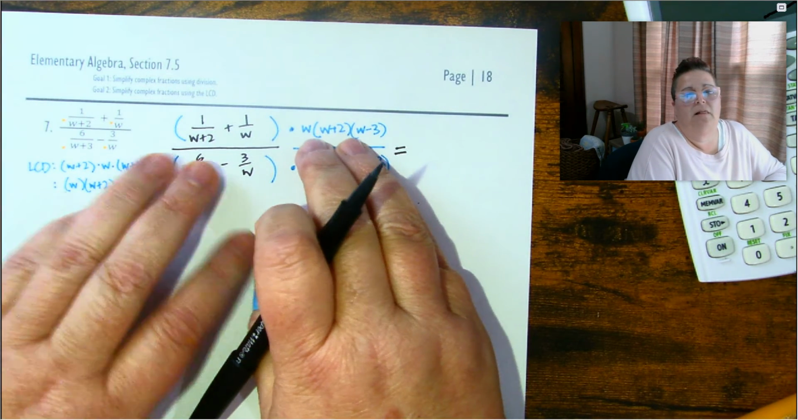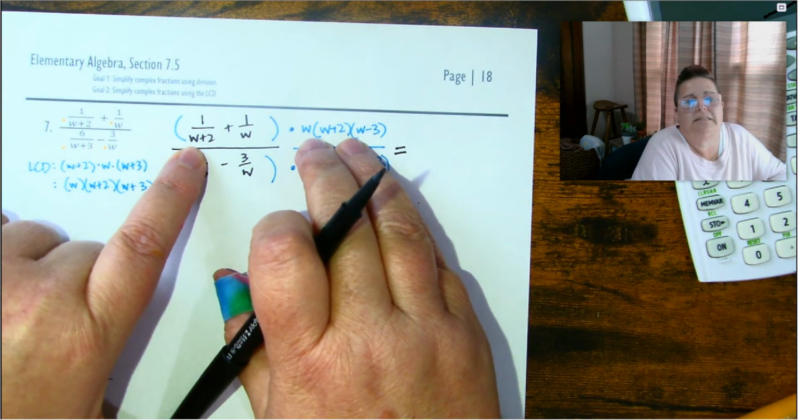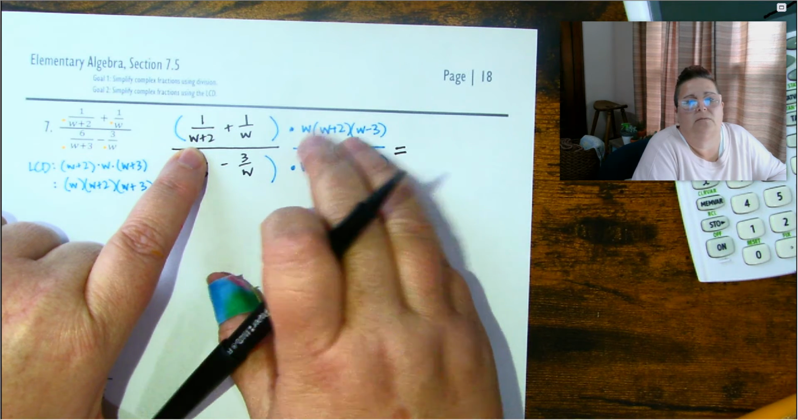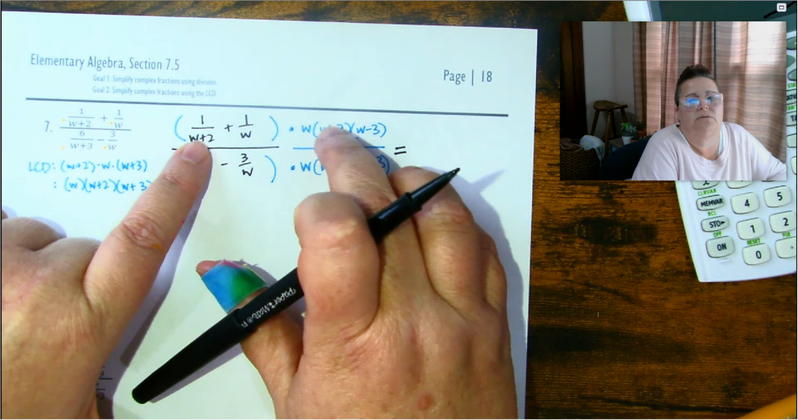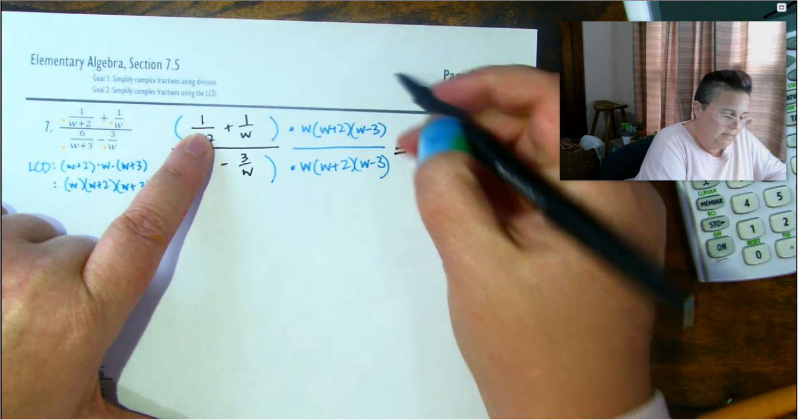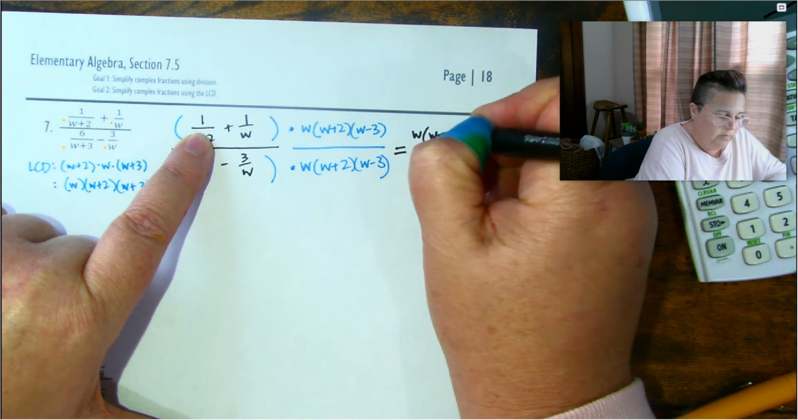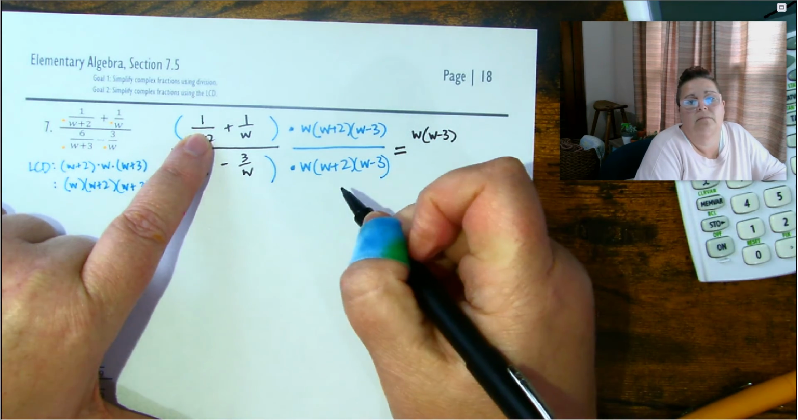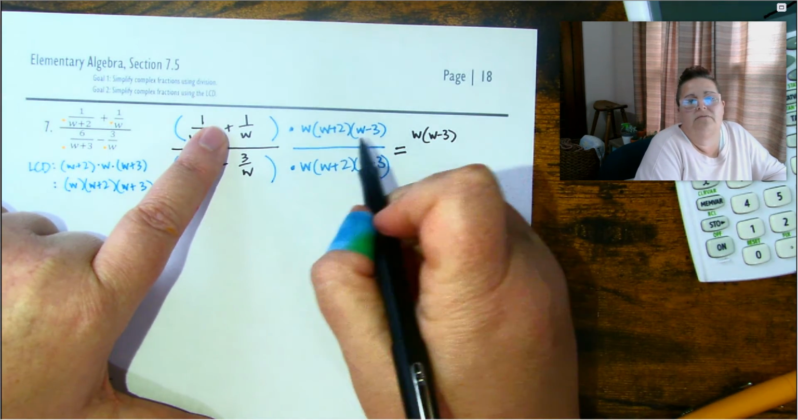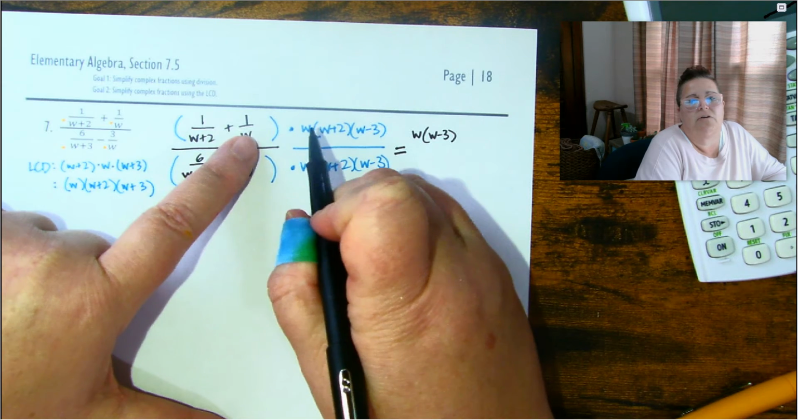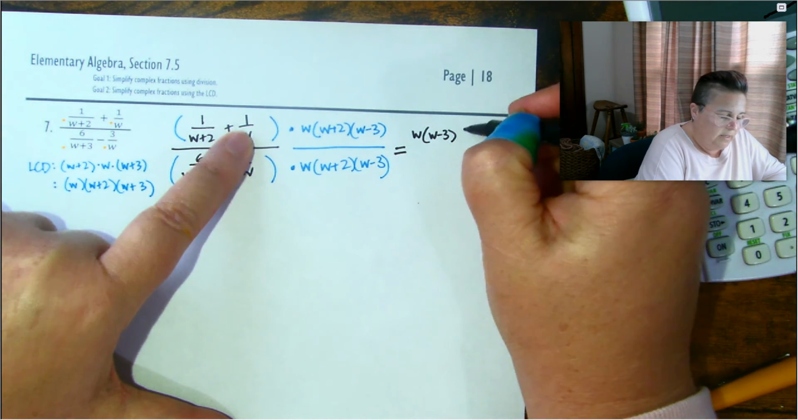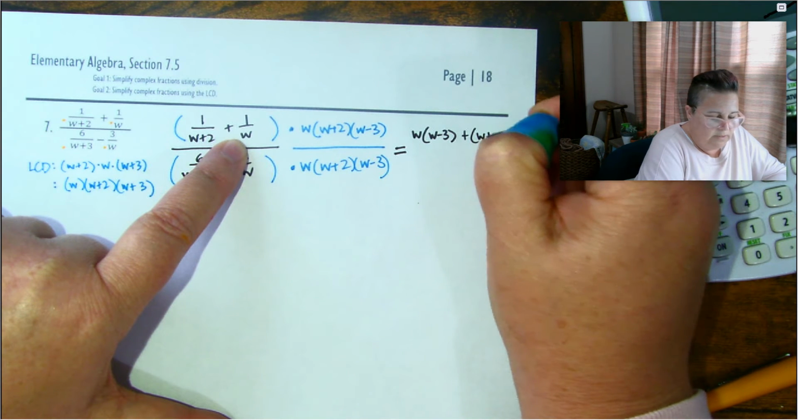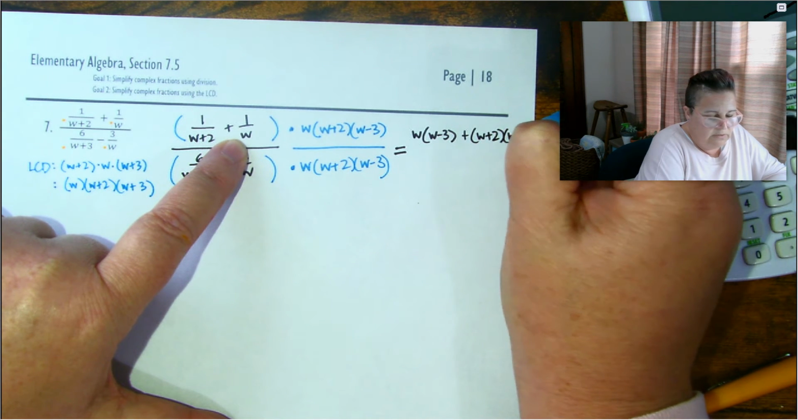Okay, so if I multiply all of this by the first term, it's the w plus 2 that will cancel, right? That's going to leave me with w times w plus 3. Now, if I take all of this and multiply it by the second term, it's the w that will cancel out. So that's going to leave me with a plus w plus 2, w plus 3.